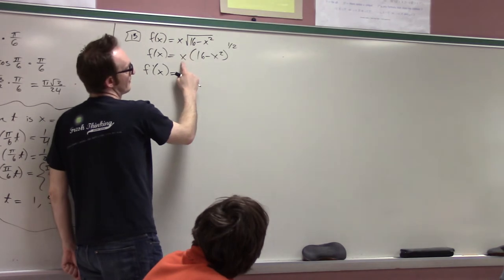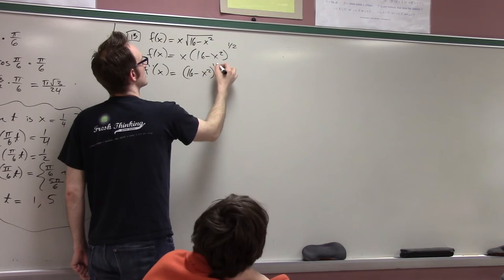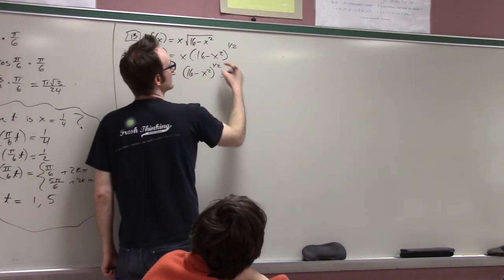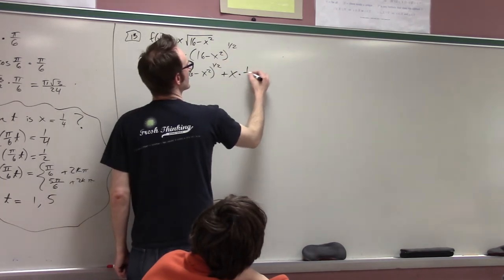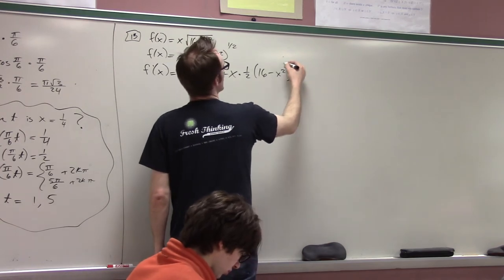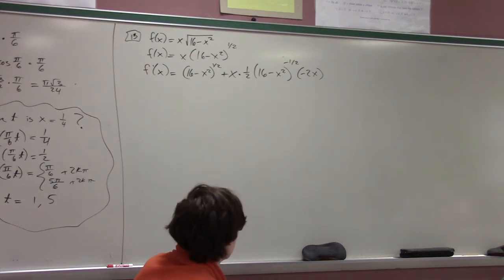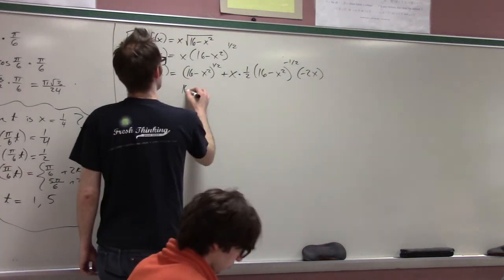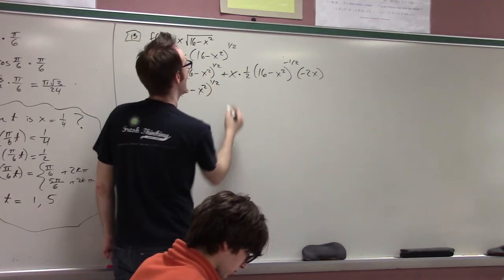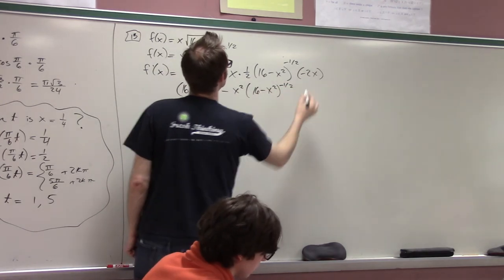So derivative of the first, times the second, so you get 16 minus x squared to the 1/2, plus, using the product rule, the first times the derivative of the second, and the derivative of the second is 1/2, 16 minus x squared to the negative 1/2, times, back inside, negative 2x. All right, so being very neat and careful with our work, it turns out that I have negative x squared, 16 minus x squared to negative 1/2.